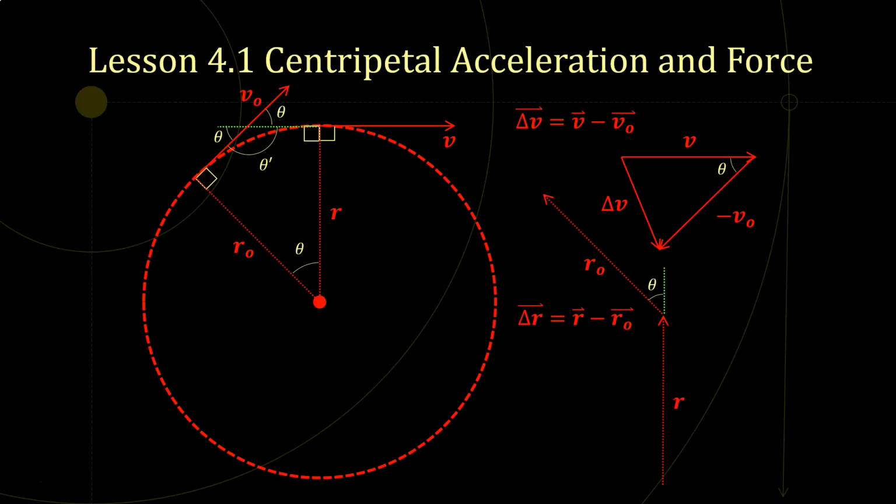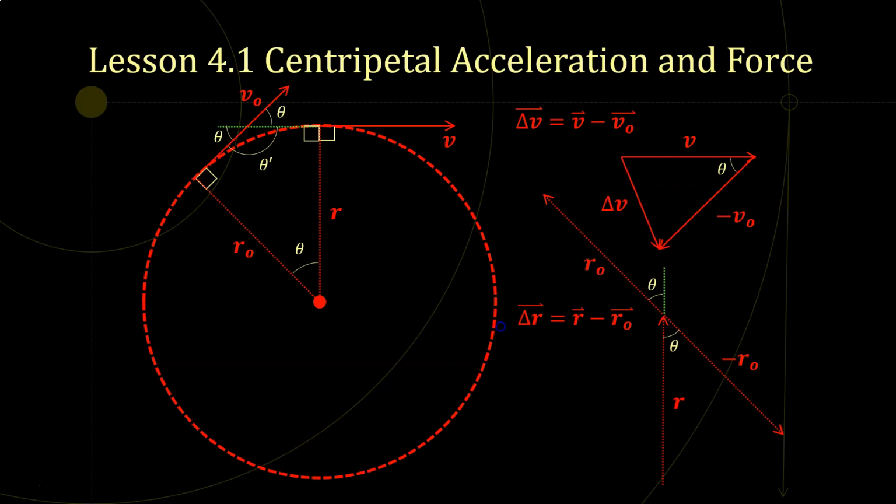Well, if I take the opposite of RO, because I'm subtracting it, I'm not adding it, notice that that theta is going to be exactly the same as the one above it. And that's just because I have two intersecting lines, and these are opposite angles and intersecting lines. So I have a theta there, R, and negative RO.